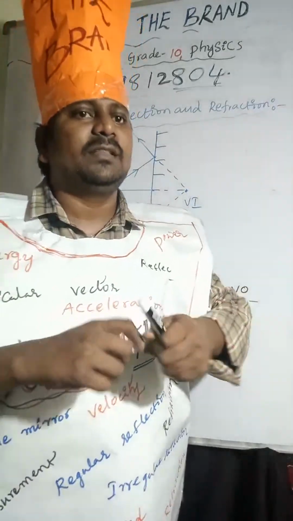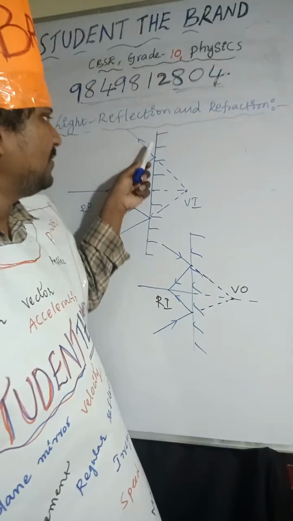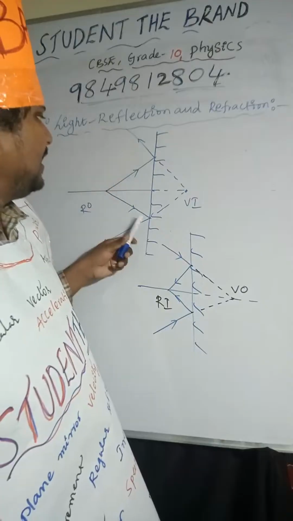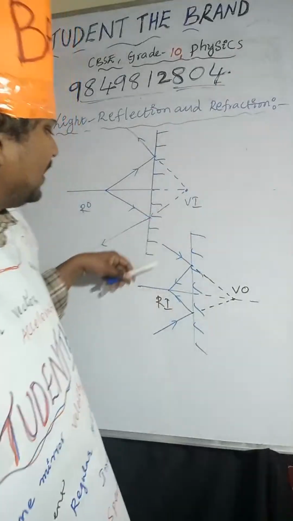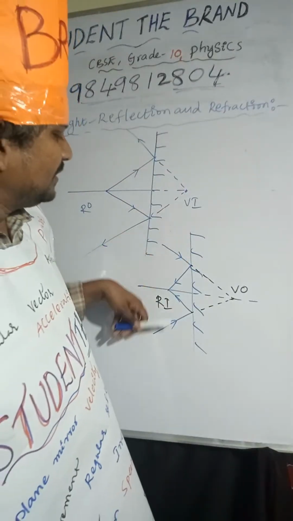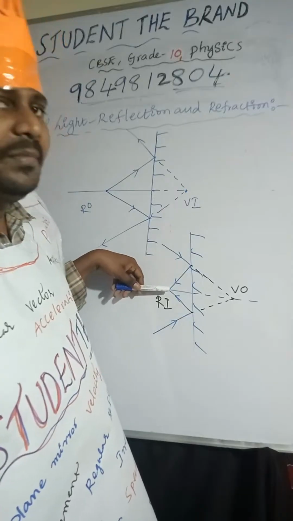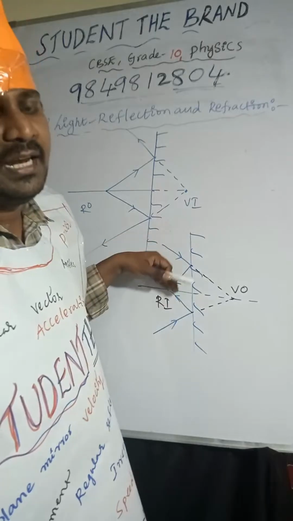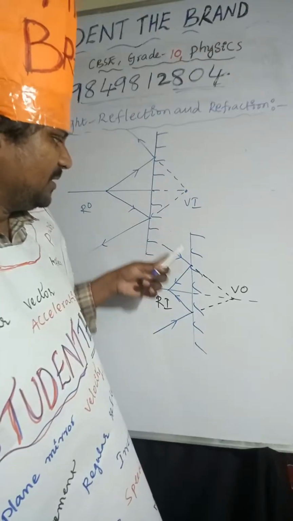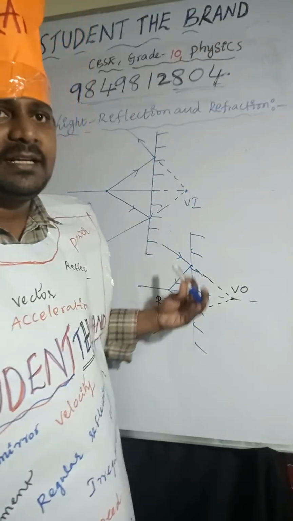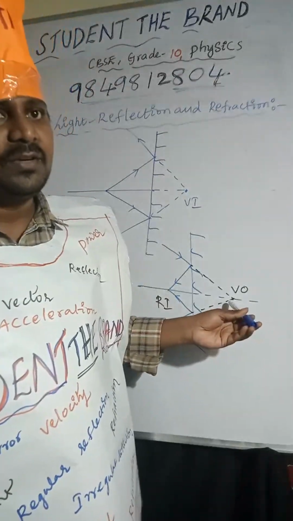Here you can observe one thing. From here, incident light rays are coming. After reflection, the extended reflected light rays are meeting at one point. Their virtual image is forming. Here you can observe, these are the incident light rays. After reflection, those light rays are meeting at one point. That is a real image. After reflection, reflected light rays are meeting directly. That's why it is called a real image. If you are extending the incident light rays, the extended incident light rays are meeting at one point. That is a virtual object.